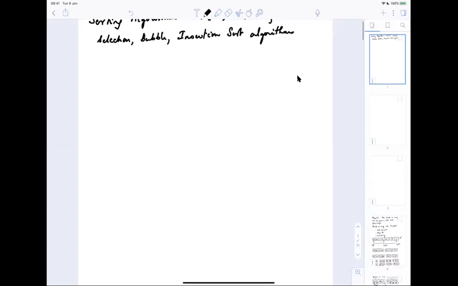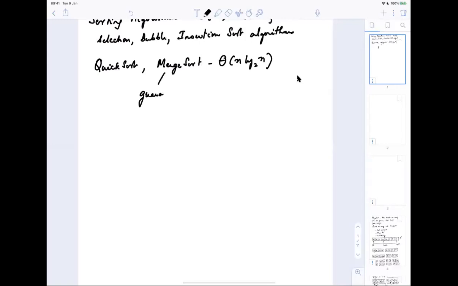Today we're going to look at two algorithms which are much better than these order n squared algorithms. These are the quicksort and merge sort algorithms, which perform much faster. The time complexity in the best case for both these algorithms is theta n log n. In fact, merge sort guarantees a worst case complexity of theta n log n.